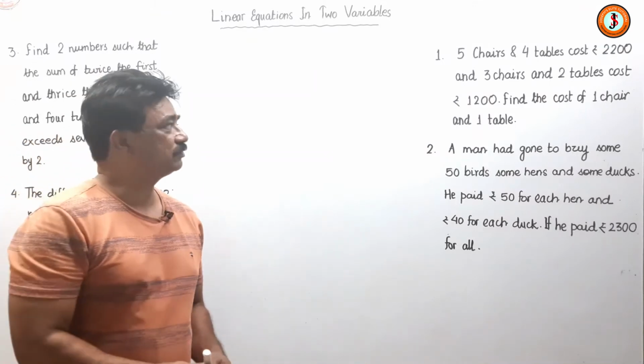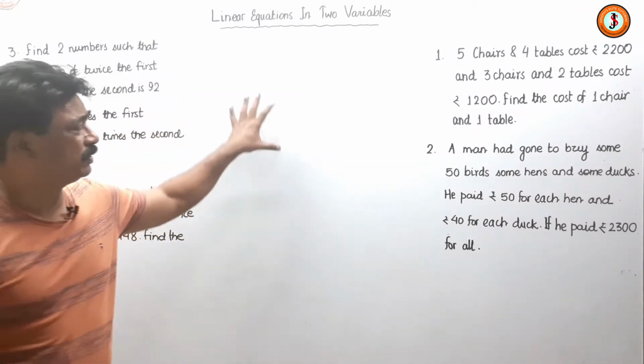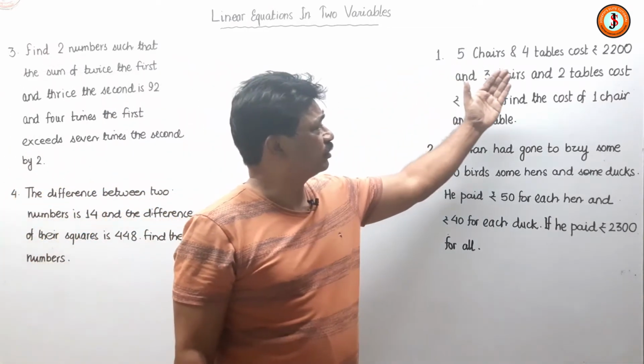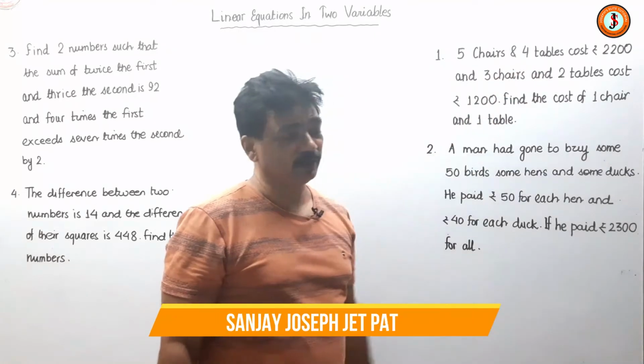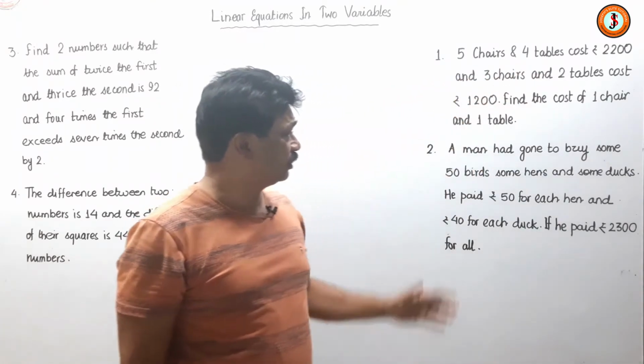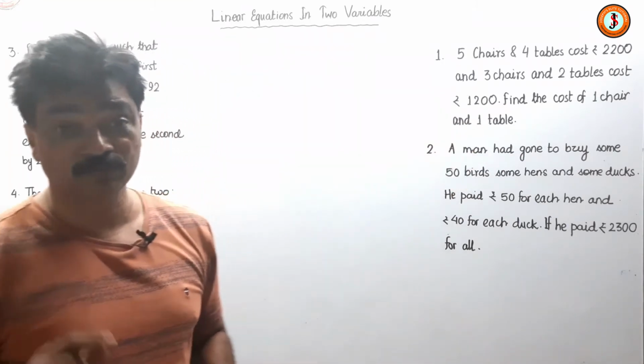See, we are doing some word problems of linear equation in two variables. Now here let us try to see. It's given 5 chairs and 4 tables cost rupees 2200 and 3 chairs and 2 tables cost rupees 1200. Find the cost of 1 chair and 1 table. That means the unknown variable is the cost of 1 chair.